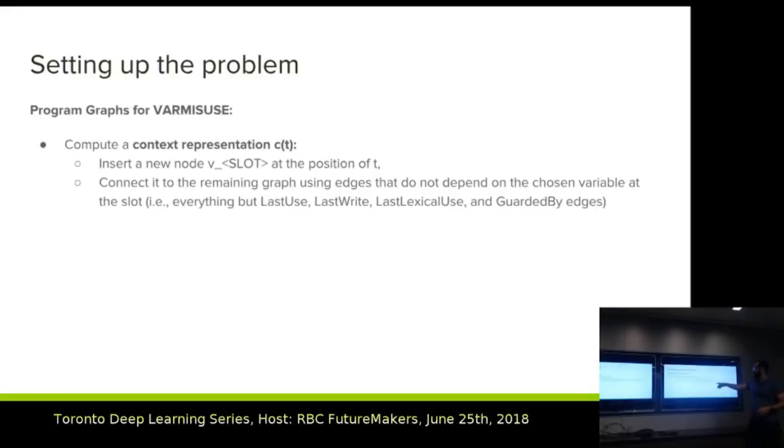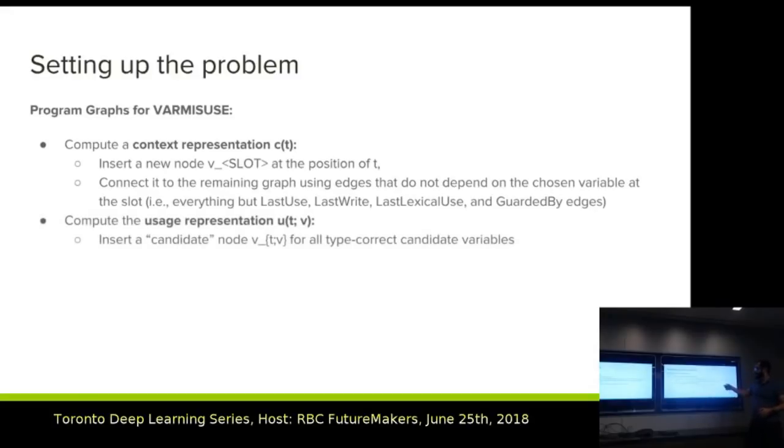Then they want to reuse these edges. So they grab all the candidate variables. Let's say there are 4 candidate variables, and they pretend that each of these variables is the one that is going to be used in that place, and connect it to the rest of the graph through the edges that they removed from the first one.